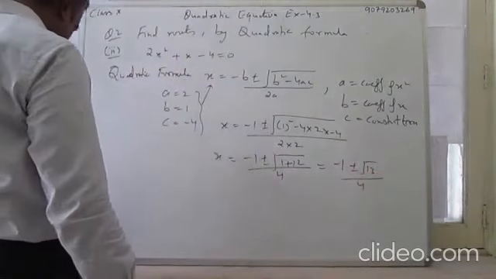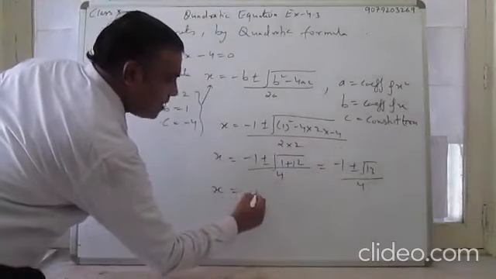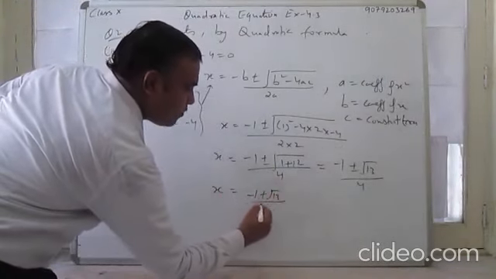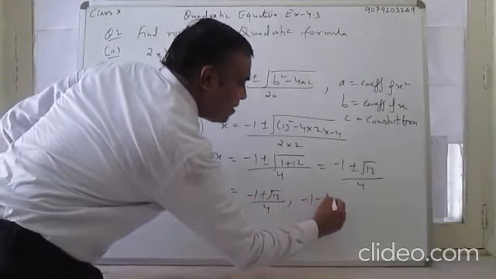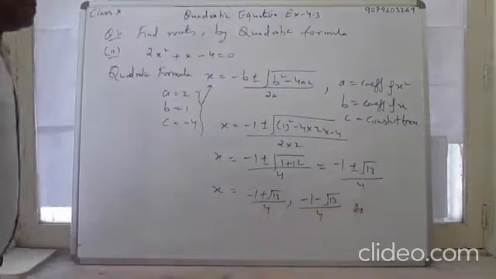Now here there are two values, plus and minus. So what is the value of x? Minus 1 plus under root 33 upon 4, comma, minus 1 minus root 33 upon 4. This is the answer.